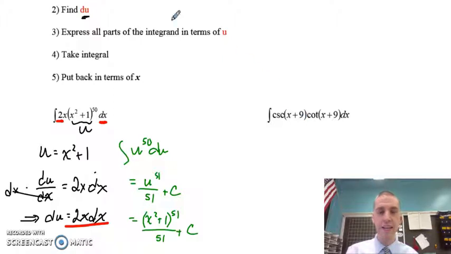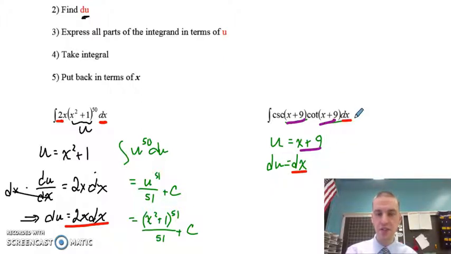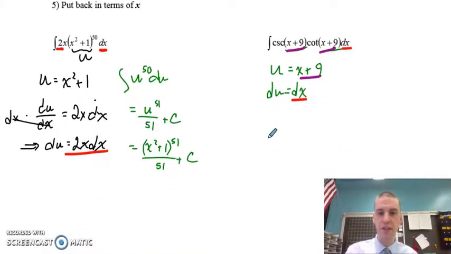So, moving on. Cosecant x plus 9, cotangent x plus 9. Well, clearly the insides are x plus 9, so we're going to say u equals x plus 9. And then du equals 1 dx. So when we look here, there's our dx, our x plus 9s right there. And so we can rewrite this integral using the information that we have as the integral of cosecant u, cotangent u, du.